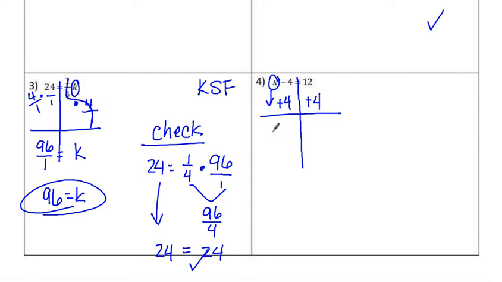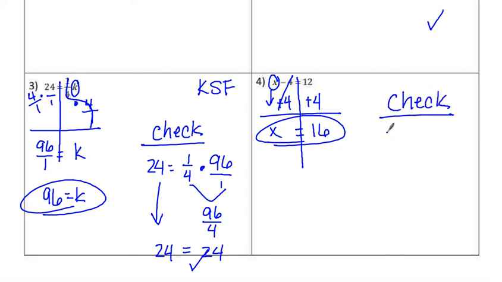Bring down the x because you haven't done anything with it. Negative 4 and positive 4 will cancel. They'll make 0, which I don't need to write. And then 12 plus 4 gives you 16. So I don't have anything left to solve. I just have x equals 16. I need to do a check step.